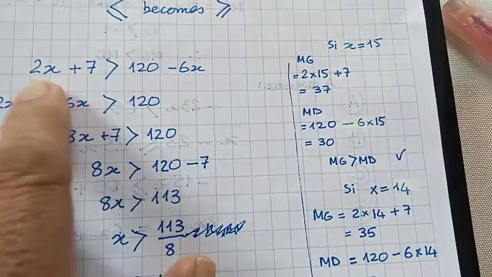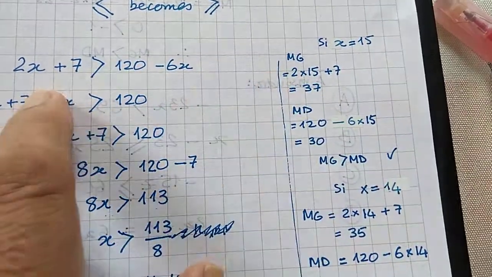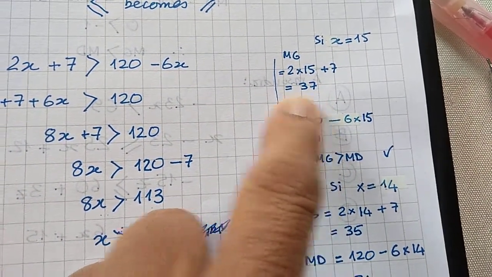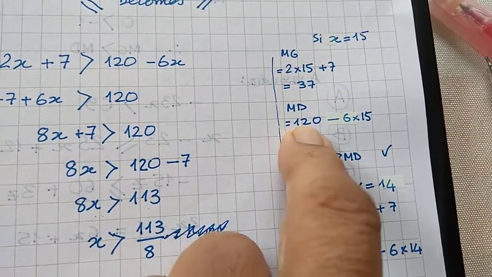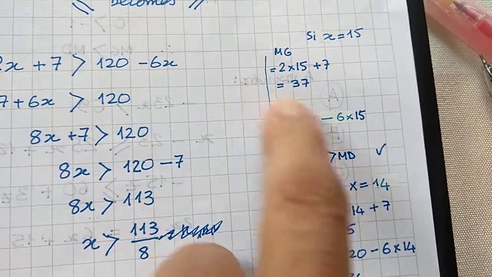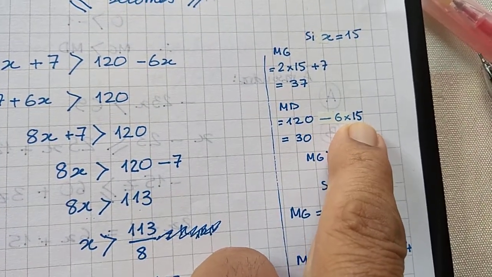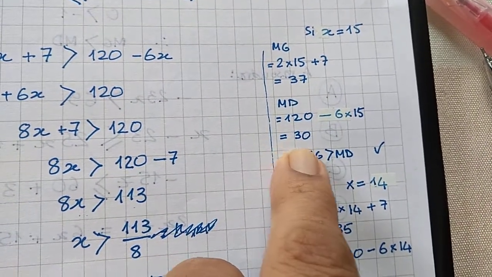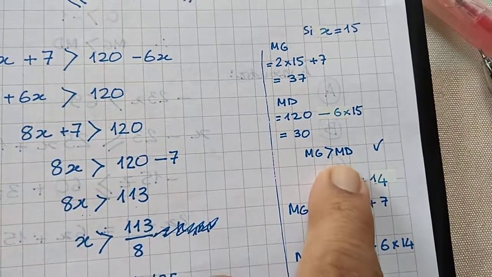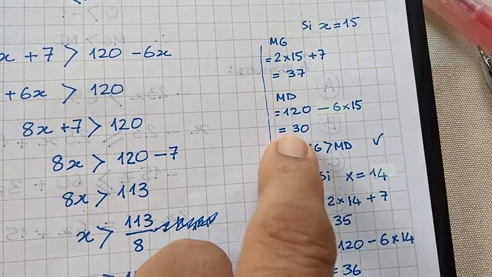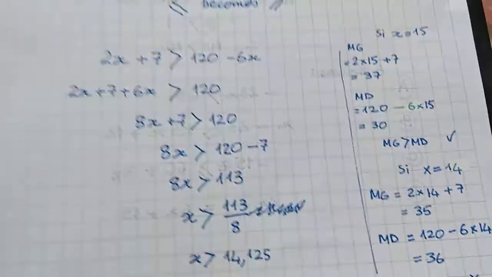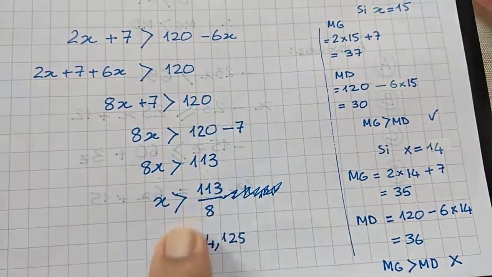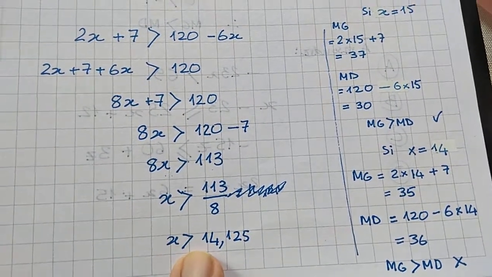So membre gauche becomes 2 fois 15, 2 fois x, 2 fois 15 plus 7 est égal à 37. Membre droite est 120 moins 6 fois x, 6 fois 15, 6 fois 15 is 90, 120 minus 90 gives 30. So membre gauche est plus grand que membre droite. 37 is greater than 30. So if we take x is equal to 15, this inequation is satisfied. So we can see that this is sort of correct.